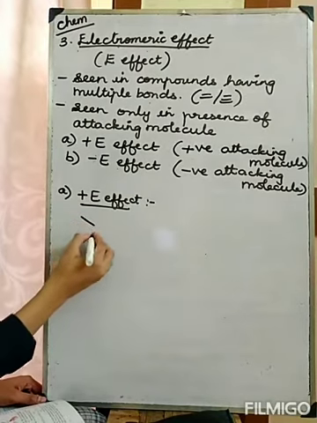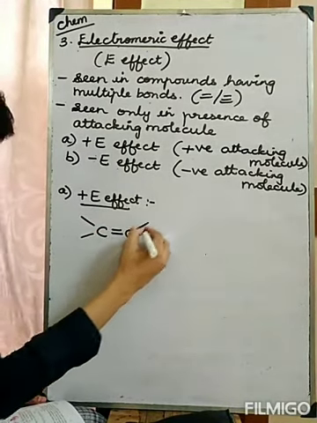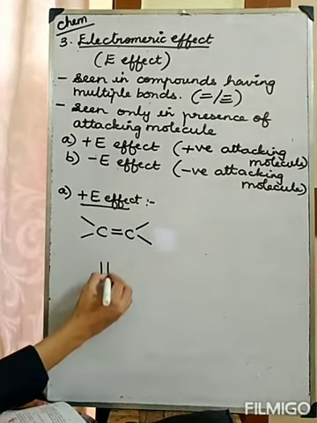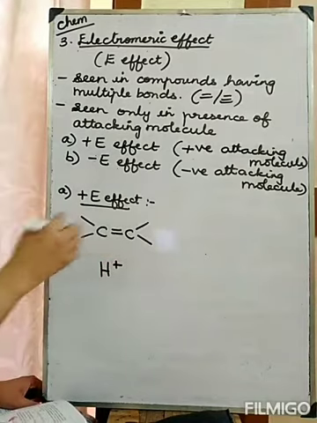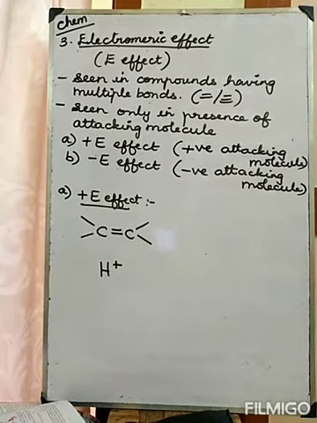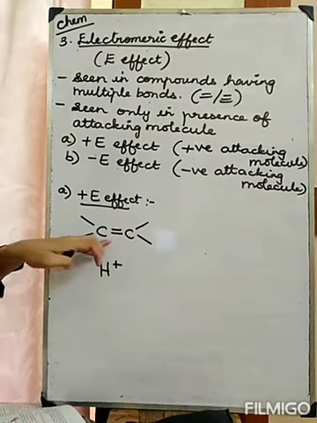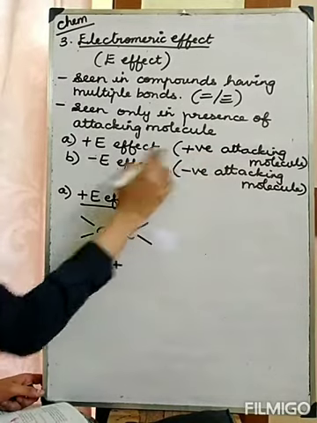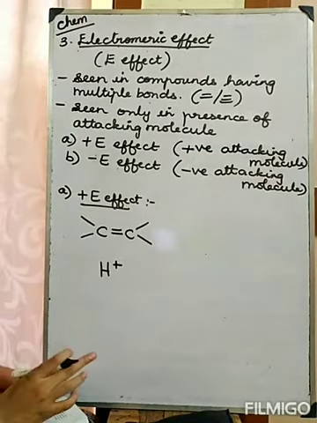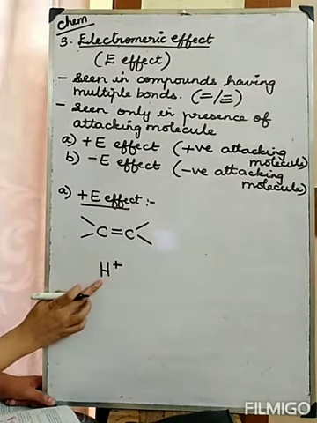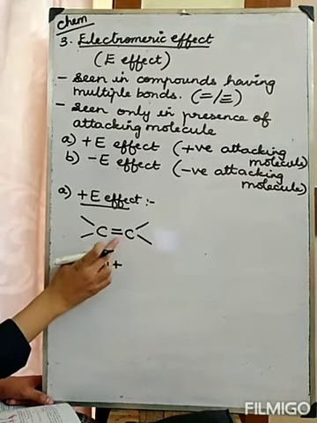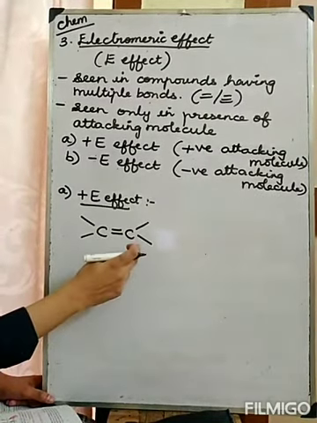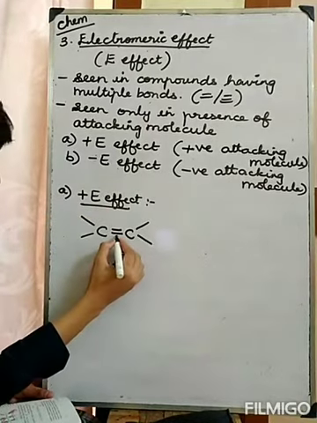So I am taking one compound which is having carbon double bond carbon. Now one H plus ion is going to attack this compound. The attacking molecule is positive, so it is called plus E effect. So this is positively charged, which means here it should have some negative charge. Then only the positive and negative will attract each other. Yes or no? So what will happen to this bond?